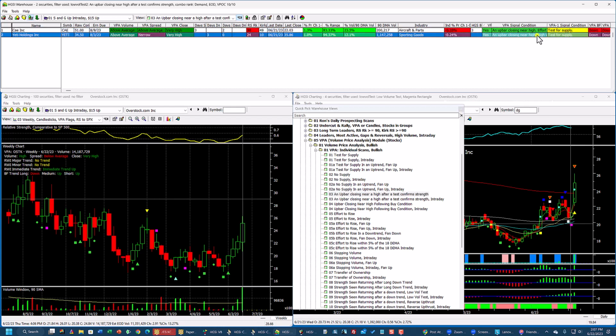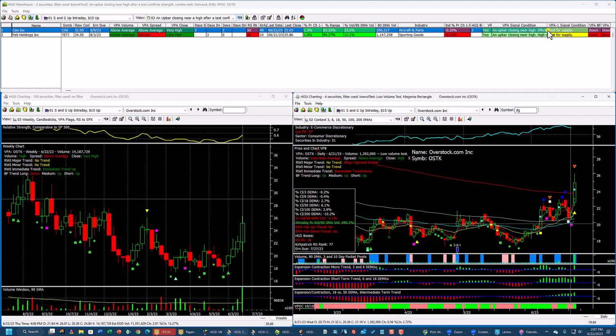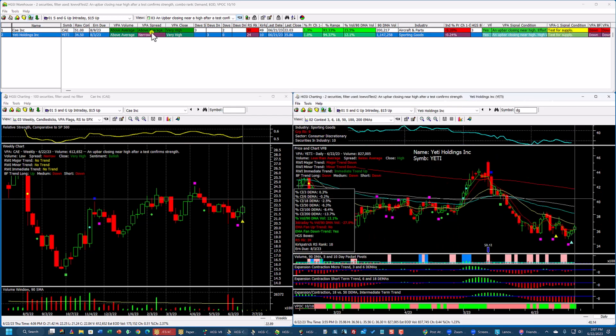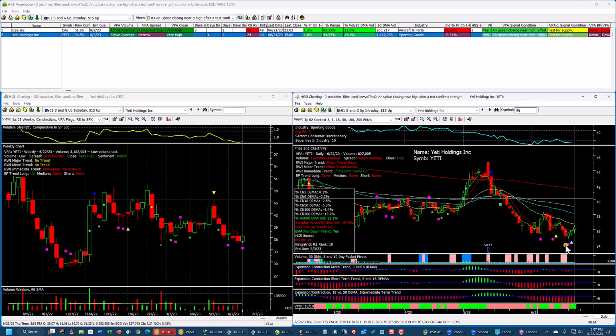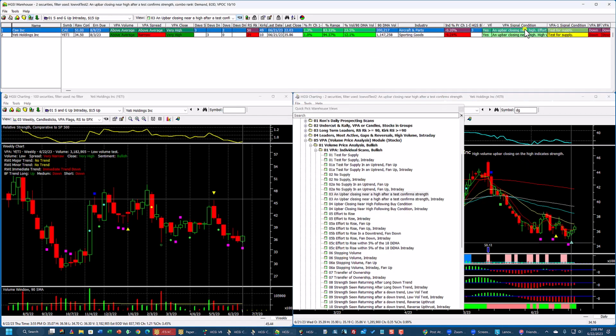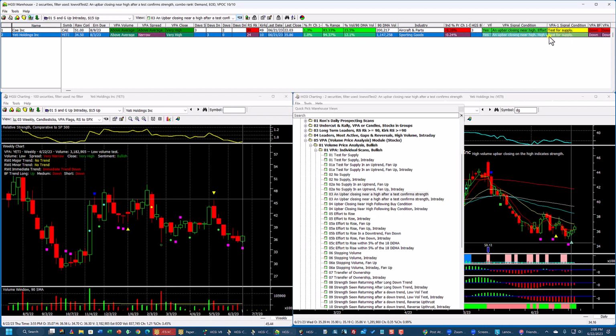So it finds these stocks for us with a test and a confirmation of that test, and then you just apply it to this group during the day. A little different look here. Here's your test and a little different symbol, high volume up bar. It's just the combination of these two, an up bar closing near the high.